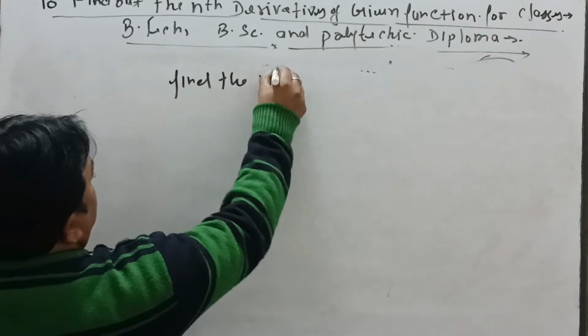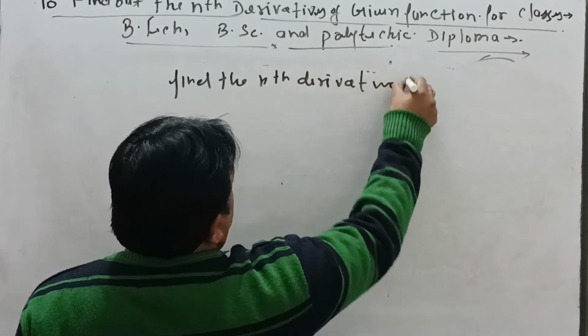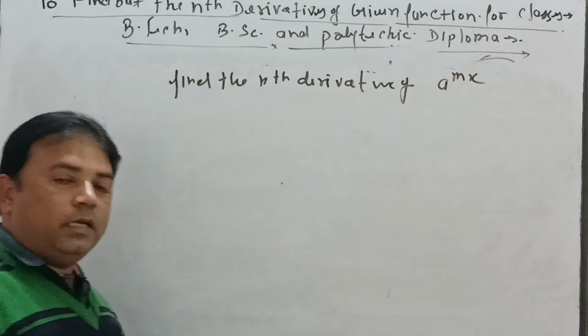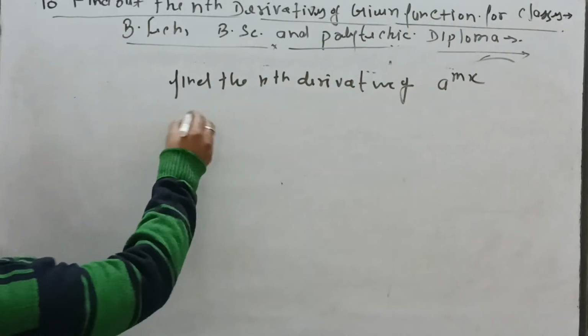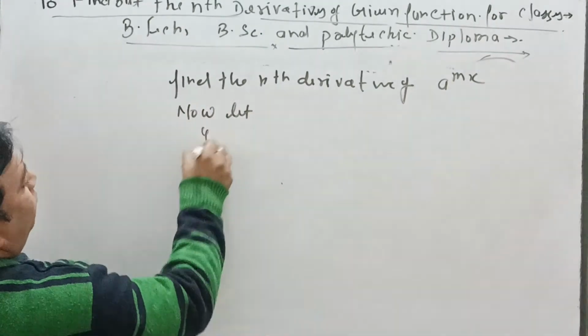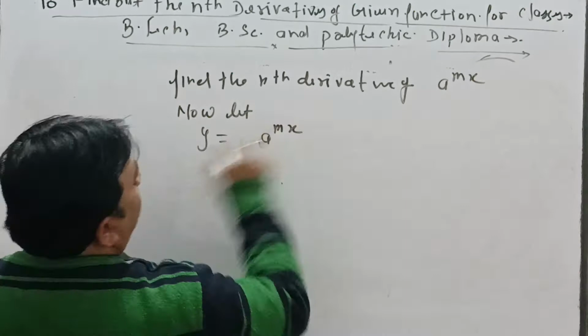Find the nth derivative of a to the power of mx. Now let y equal a to the power of mx.